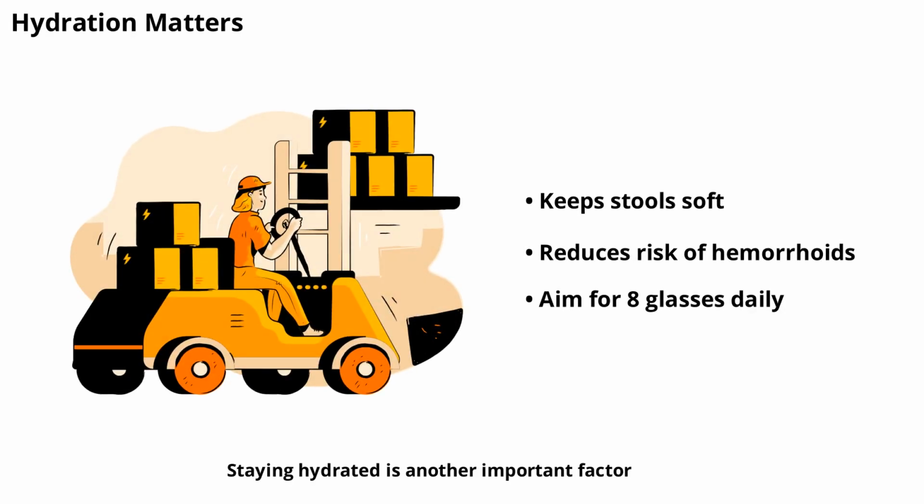Staying hydrated is another important factor. Drinking enough water helps keep stools soft and easy to pass. Dehydration can lead to hard stools and increased straining, which raises the risk of developing hemorrhoids. Aim for at least 8 glasses of water a day, and adjust based on your activity level and climate.